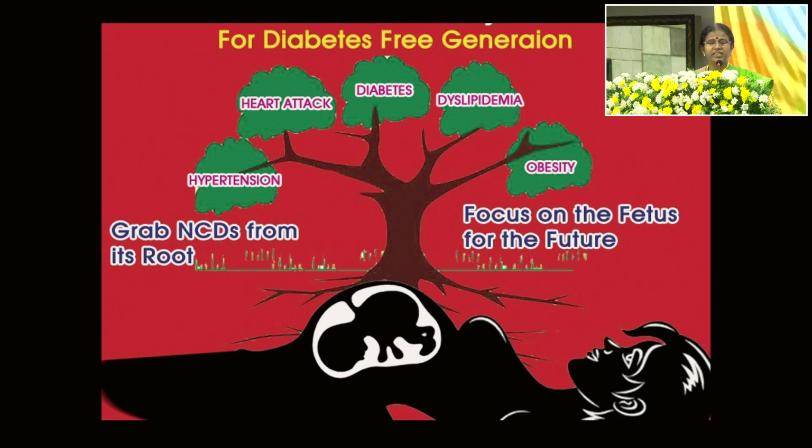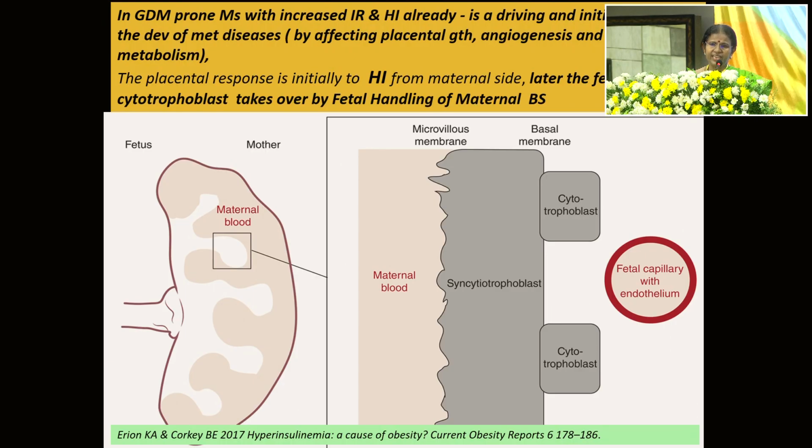And if you want a diabetes-free generation, that is, you want to grab not only diabetes but all the non-communicable diseases from its roots, you have to focus on the fetus. And why do we say that? If you take the pathophysiology of gestational diabetes, it is nothing but insulin resistance and hyperinsulinemia, which is the basic pathology in already existing women, and it drives the development of all metabolic disorders by affecting the placental growth, angiogenesis, lipid metabolism, all that.